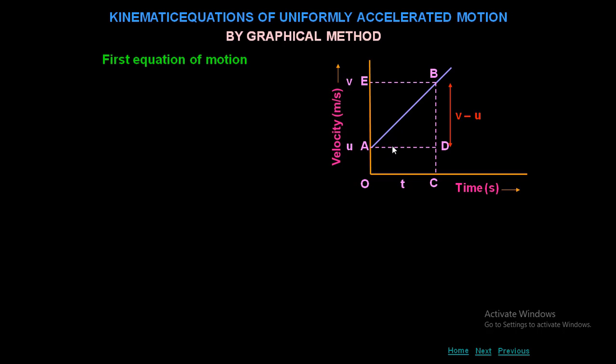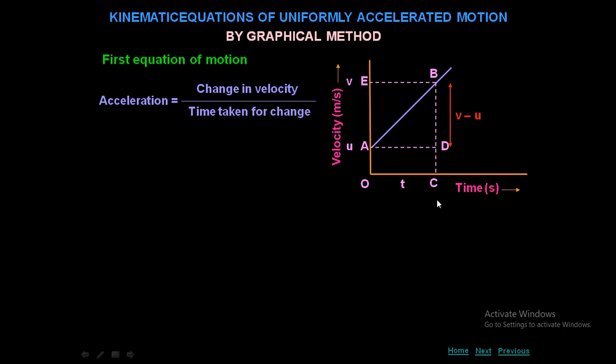Now how can we derive the first equation of motion? To derive it, either we can take the formula or we have to find the slope. That is, acceleration equals change in velocity by time taken. Whenever you want to determine the acceleration from a velocity-time graph, you have to determine the slope from the given graph. So what is slope actually? Y coordinate by x coordinate represents slope. Here, what is the y coordinate? BD is the y coordinate, AD is the x coordinate.